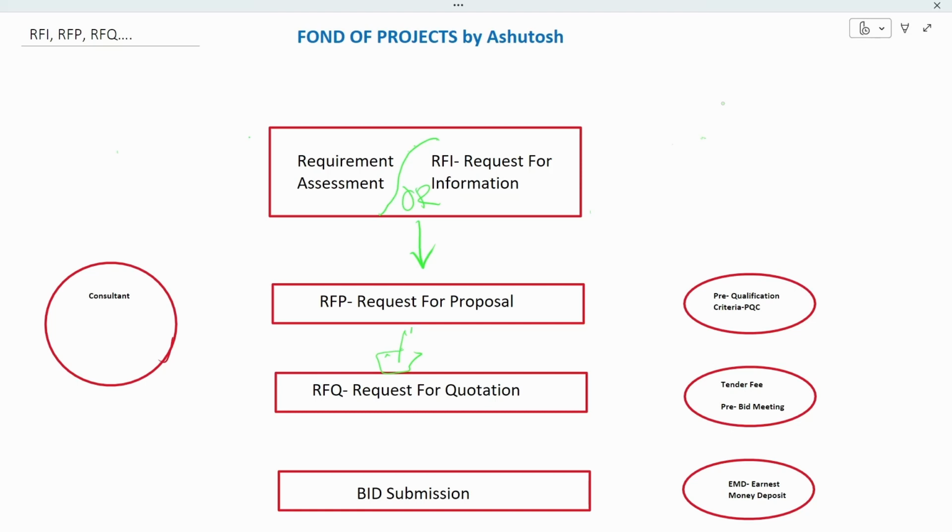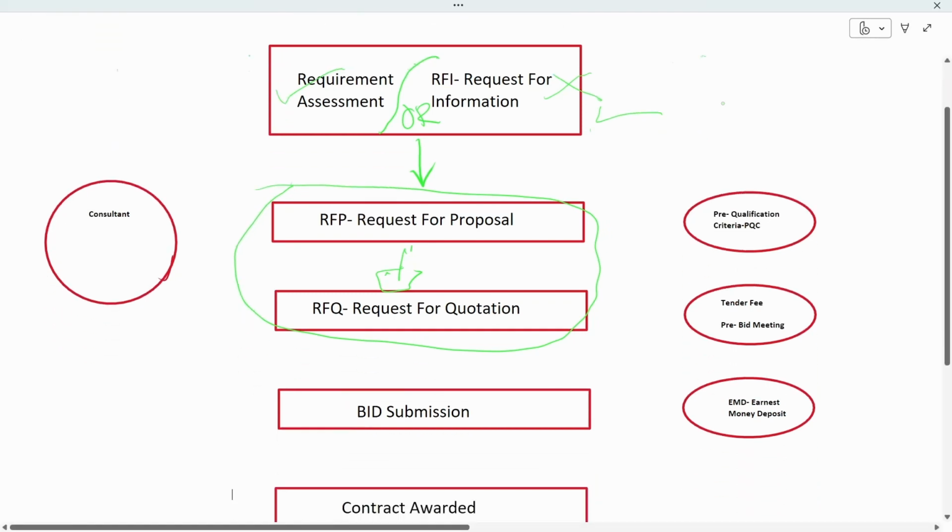Now please understand, there is a possibility that this step is not available in my process, in my organization, because I will be doing the internal assessment. Or this step will be available if my procurement is very complex. RFP and RFQ might be the same document. When I say same document, it means in one document I will provide my exact requirement, and I will also be asking for the quotations. So it is not mandatory that these are two different documents. Then what is next? The next will be bid submission.